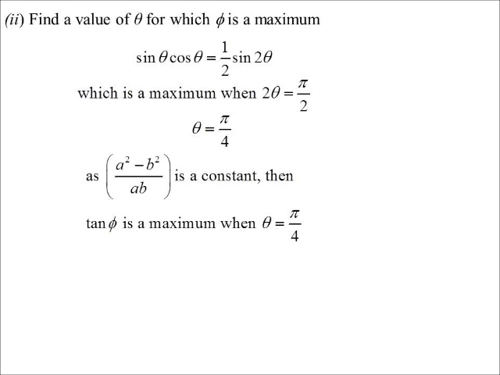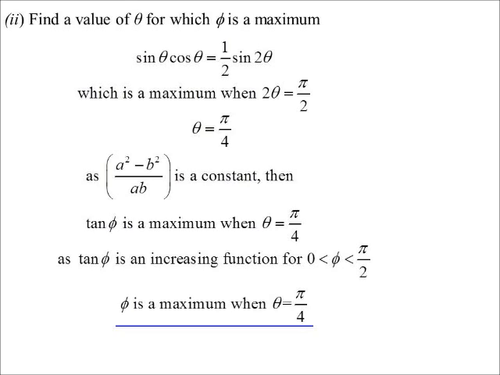As a squared minus b squared on ab is a constant, that's not going to change. Then it's fair enough to say tan phi is a maximum, because it's only that trig part that's changing. So really I just have to find when the trig part is a maximum. The question is not actually asking when is tan phi a maximum, it's asking when is phi a maximum. So I've found when tan phi is a maximum, that's when I talk about the increasing function. Right. So if tan is an increasing function between 0 and pi on 2, then the maximum value must happen at the maximum angle, because it's continually increasing.